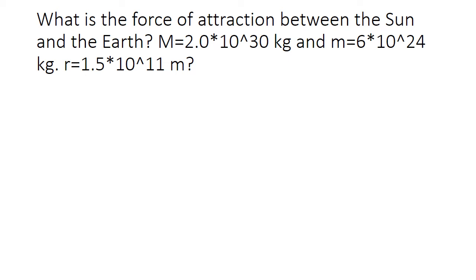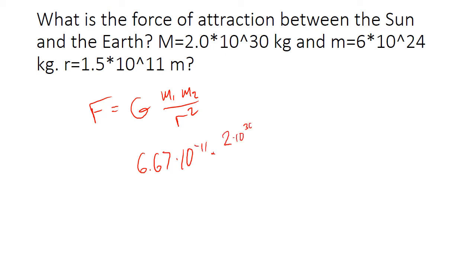So, to find the force of attraction, F is equal to big G, m1, m2, over r squared. So big G is 6.67 times 10 to the negative 11, times m1 is going to be 2 times 10 to the 30, times 6 times 10 to the 24, over 1.5 times 10 to the 11. I did round these ones slightly to make it easier. Don't forget the squared. Ta-da.